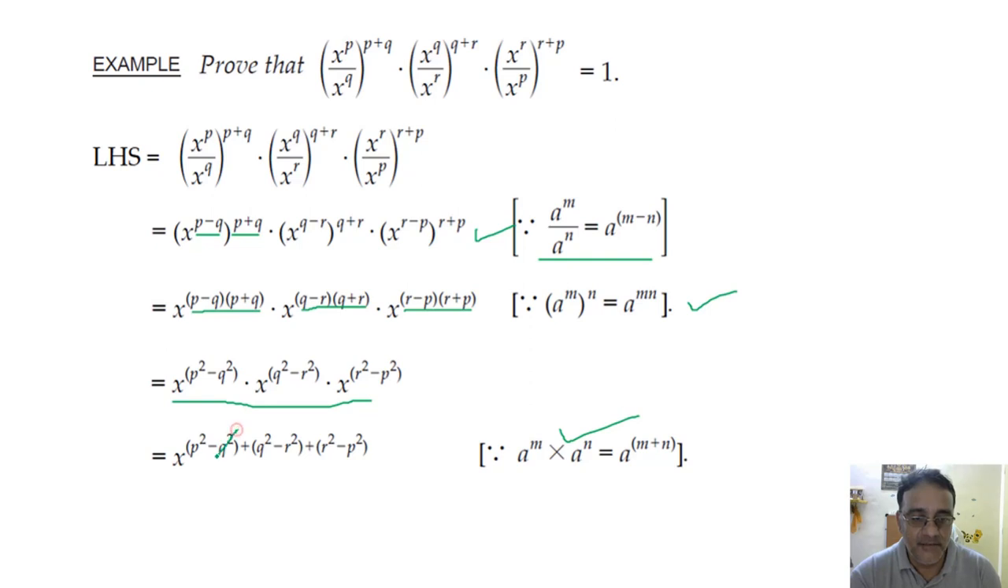So here minus q square plus q square cancel, minus r square plus r square cancel, and this p square minus p square will get cancelled. So what we are going to get is x to the power 0, that is equal to 1, and this is our RHS. Okay, any doubt in this question?